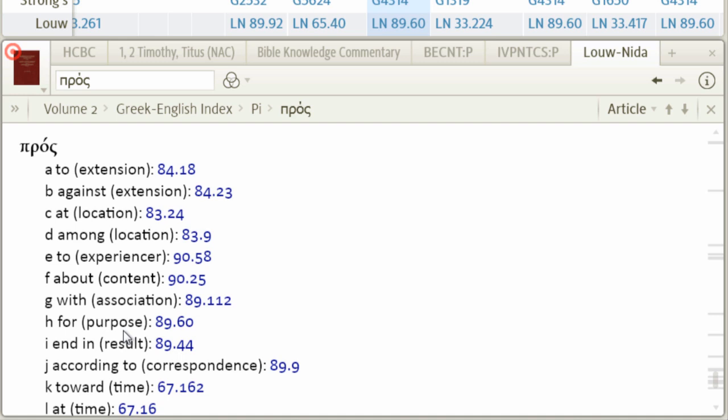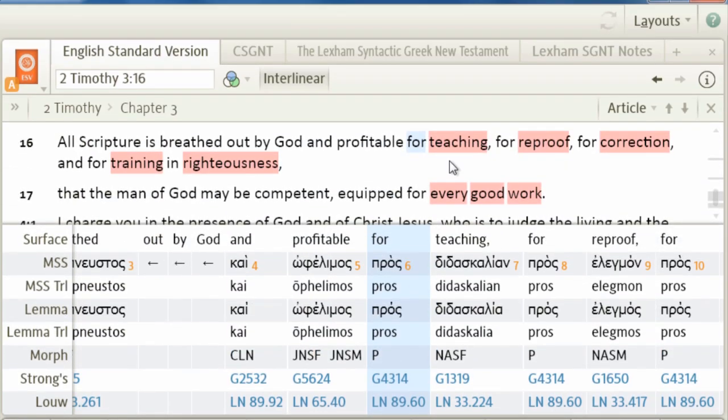With so many options, how do we know that this meaning here is the one that fits our verse? It really comes down to one thing, context, to the words that the preposition is in relationship with. The words here that are highlighted are all nouns, but these nouns actually can represent events. That is, they represent verbal actions. What I mean by that is that each noun can be converted into a verb. For example, teaching can be I teach. Reproof can be I reprove. Correct can be I correct. And training can be I train.